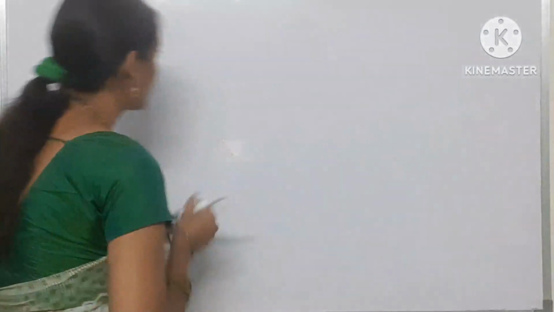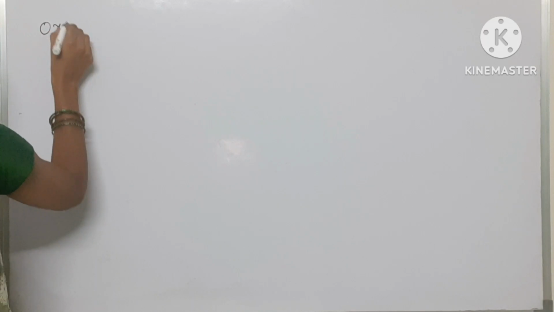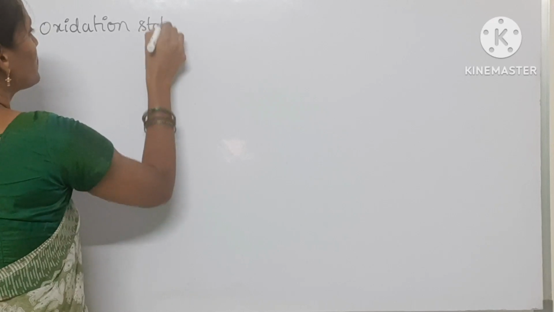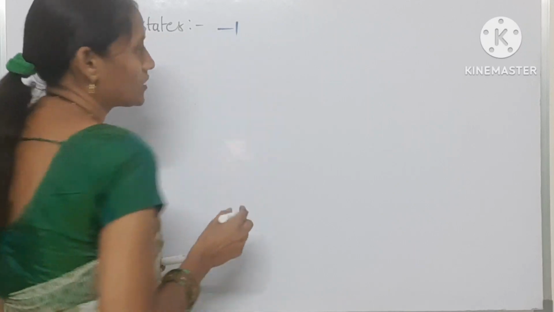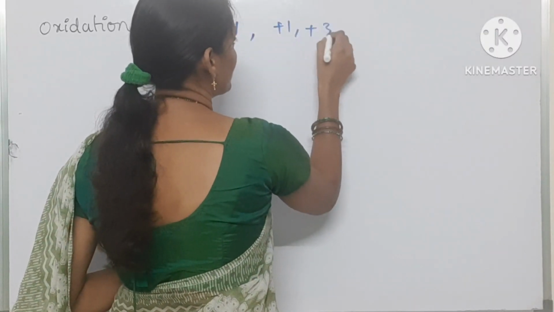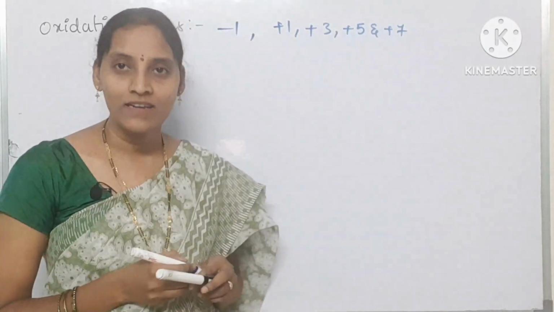If you see chemical properties of group 17 elements, first one is oxidation states. Oxidation states of group 17 elements. Especially all these elements show minus 1 oxidation state. Along with this minus 1, they also show plus 1, plus 3, plus 5 and plus 7 oxidation states in their higher excited state.